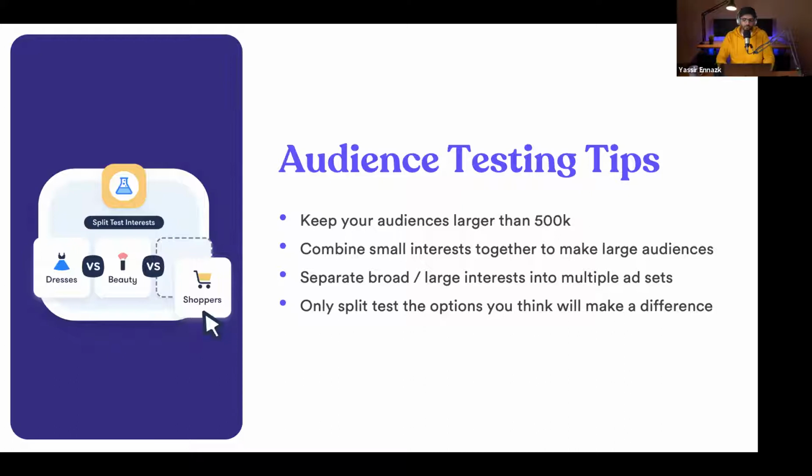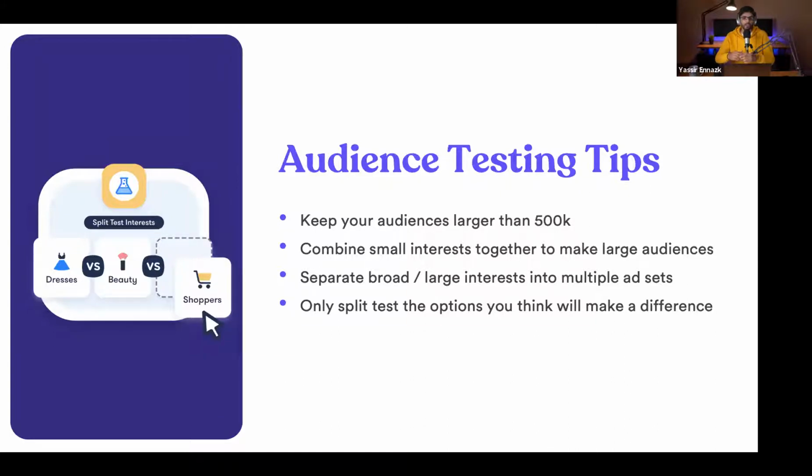Separate broad, large audience interests into multiple ad sets. You always want to separate large audiences, or every set of small audiences, into its own ad set in order to have more effective split testing. So when you see your metrics, you know the ad set or the interests that have brought good results. Only split test the options you think will make a difference. Some people will tell you that you need to test everything, and the truth is, the more you test, the more you have to spend.